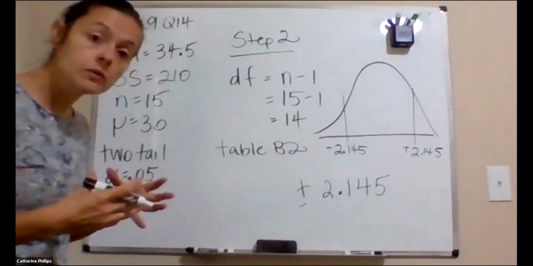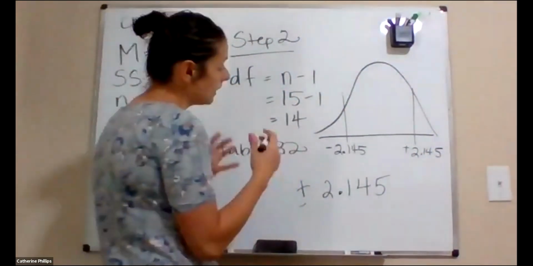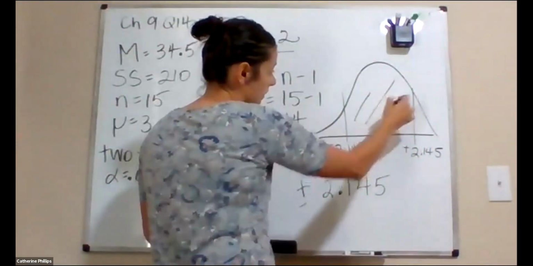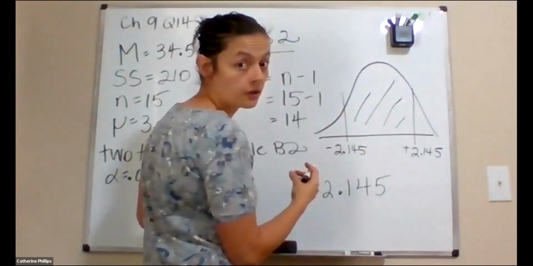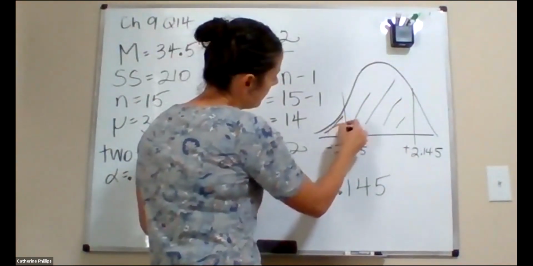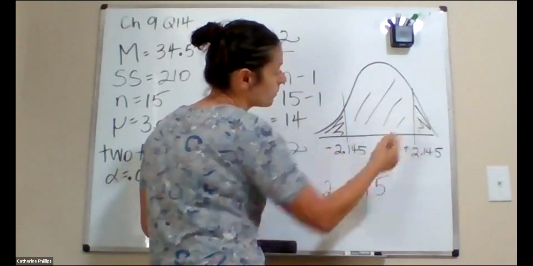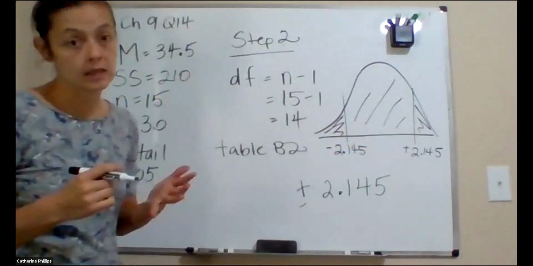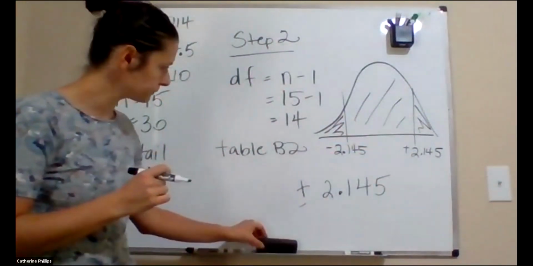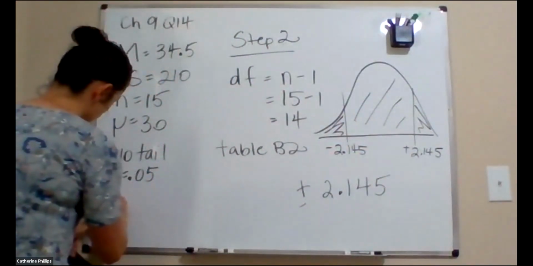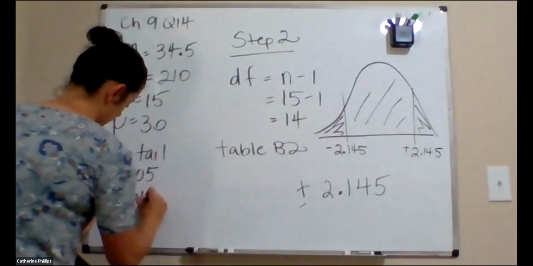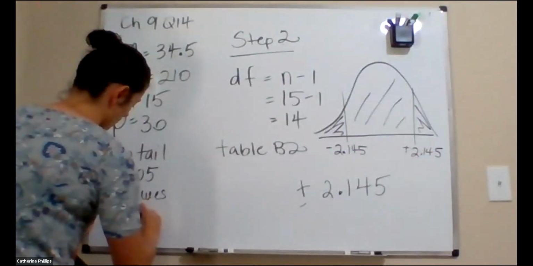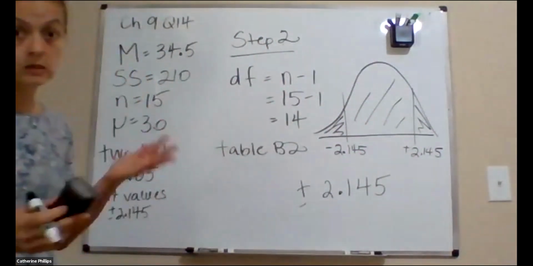And then we will use this in step 4. If we calculate in step 3 a number that falls in this area, we're going to fail to reject the null. If we calculate a value out here in the critical regions, we are going to reject the null hypothesis and accept the alternate hypothesis. So our critical values are plus or minus 2.145. And we have that plus or minus because it's a two-tailed test.